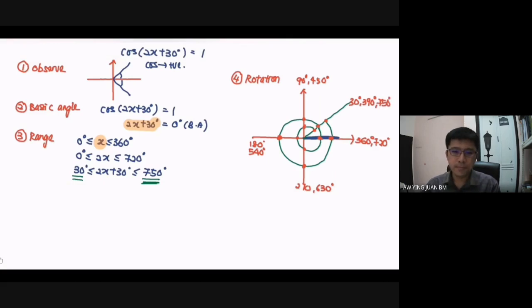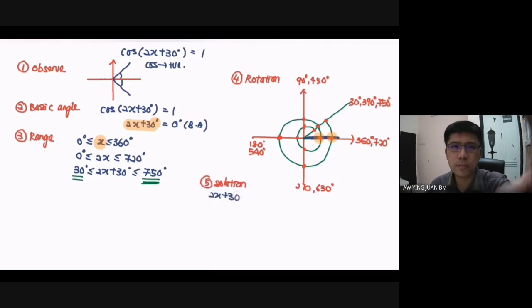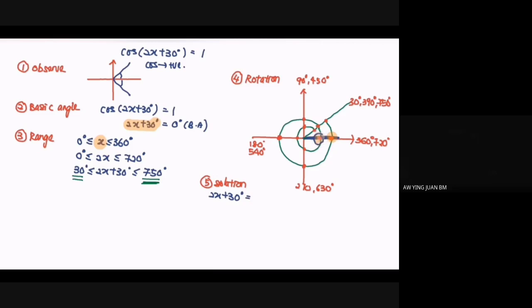So in order to get the value or the answer, our answer will be around here and this part. So finally, step number 5, the solution. We have 2x plus 30 is equal to, first answer is 360. The second answer would be 720. So in order to find the value of x, we need to do some multiplication and simplify. So we will have x is equal to 360 minus 30 divided by 2. And x will be equal to 165 degree.